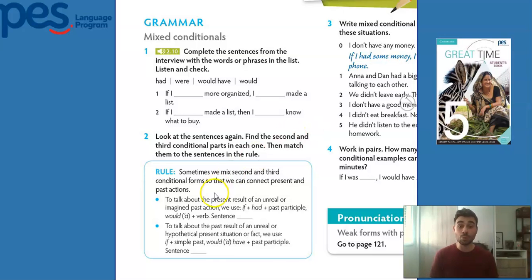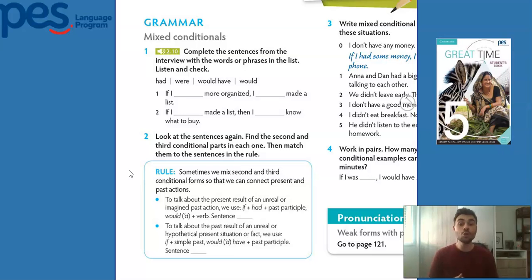So we have the rule here. I am going to read the rule, and after that you're going to pause the video and try to decide if number 1 or number 2 completes each one of the concepts, okay? So the rule says sometimes we mix second and third conditional forms so that we can connect present and past actions, all right? And then we have these two different concepts here.